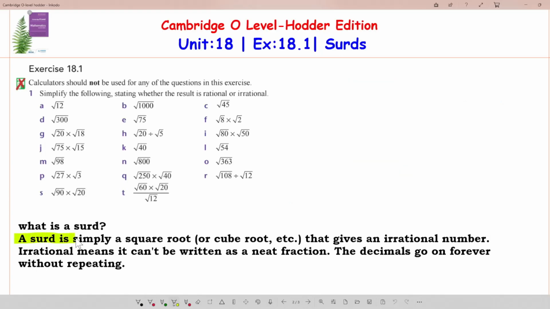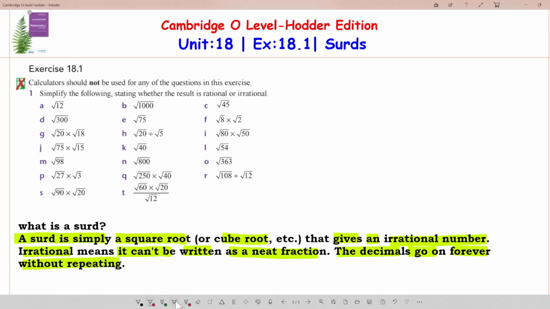A surd is a simplified square root or cube root that gives an irrational number. So what is an irrational number? An irrational number cannot be written as a neat fraction. The decimals go on forever without repeating. So I hope this is clear.